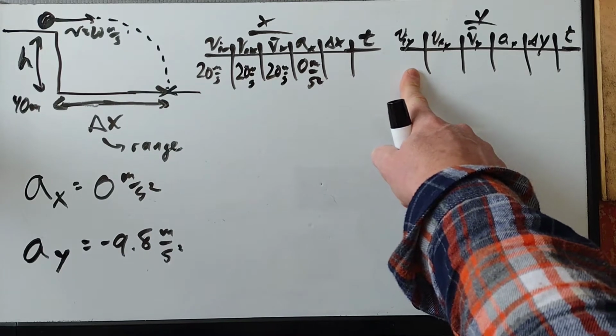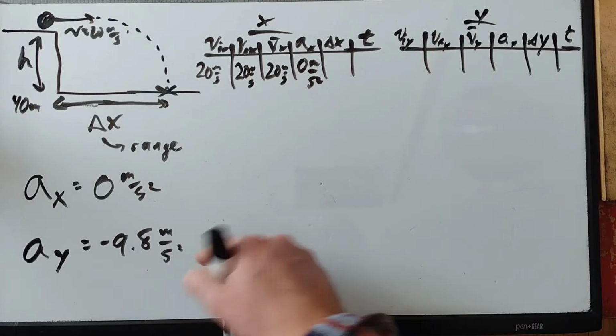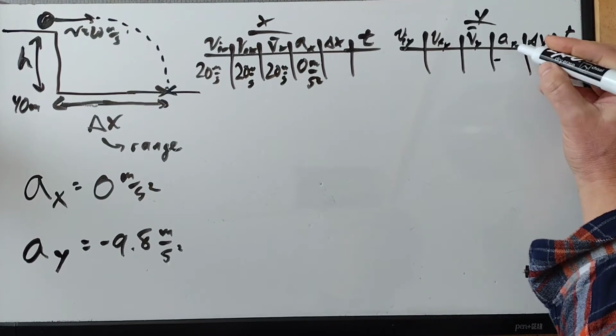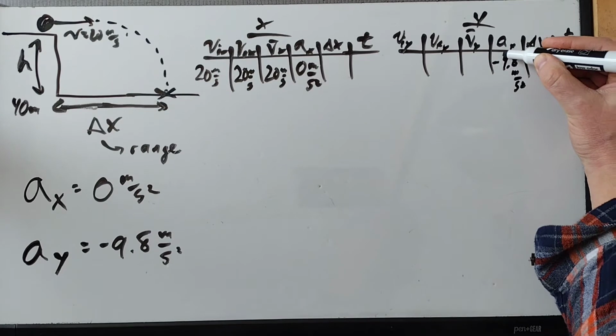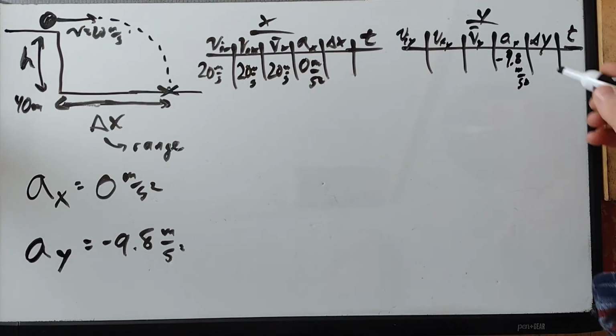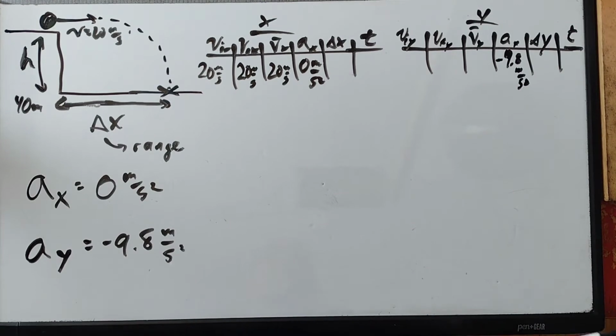So let's go over and look at the y direction now. So what do we know in the y direction? Well, we know that the acceleration is negative 9.8 meters per second squared. So I'm writing kind of small here, a little bit hard to fit the units in there.